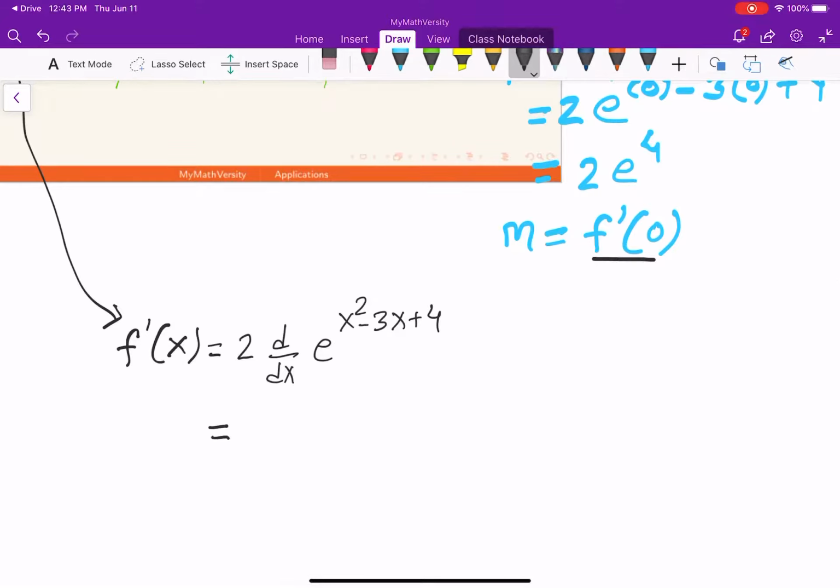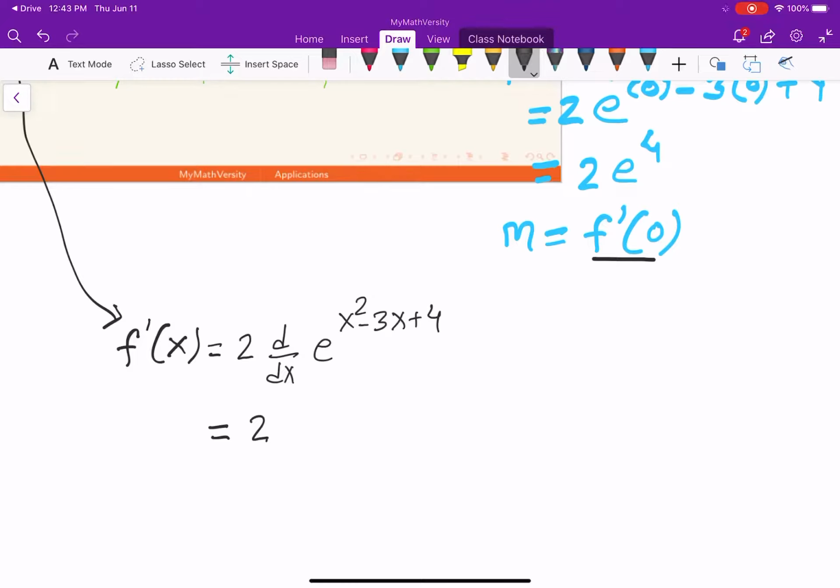If you are not sure what the derivative of this is and how to find the derivative of this function, you can look at the suggested video. But right now I can just write down the derivative here as 2 as it is, and the derivative of e to the power x square minus 3x plus 4, since we have the composite function.